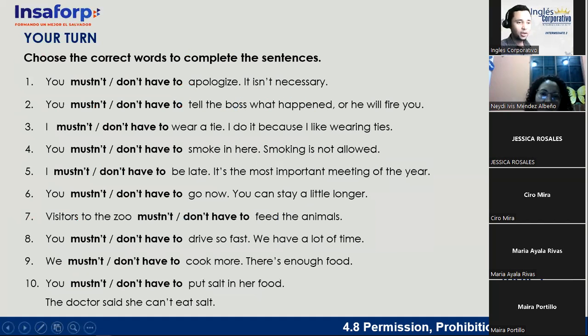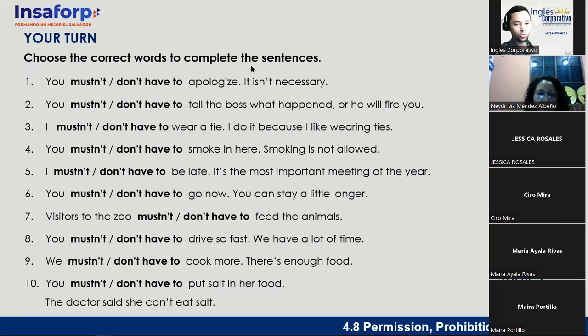Okay, we have this exercise. This is your turn. Choose the correct words to complete the sentences. We're going to work in the breakout rooms now. We have 7 participants. I'm going to create 3 groups. In the first room, we have Mayra Portillo, Neidy Ibis Mendez, and Rebecca Estefania. In room 2, we have Maria Ayala Rivas and Zulma Beatriz Perez. And in room 3, we have Ciro Mira and Jessica Rosales. I'm going to open the groups, but before I'm going to explain the exercise.